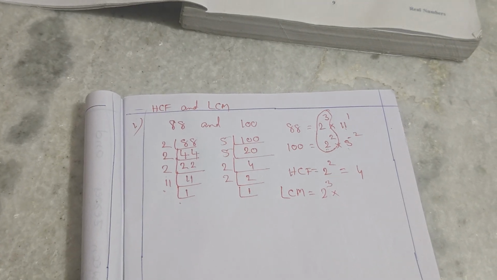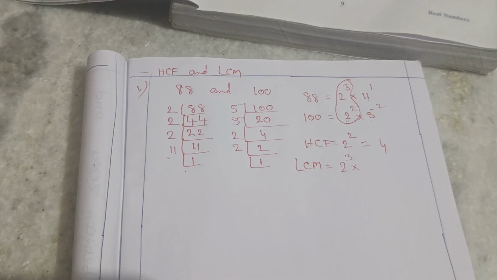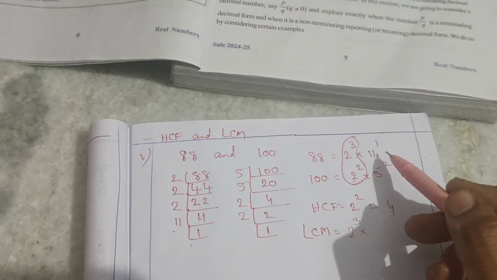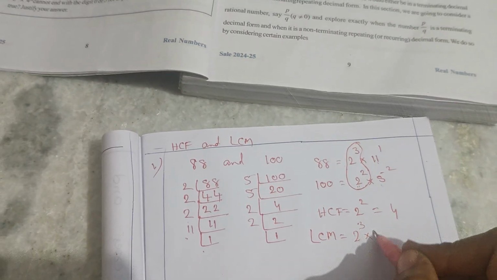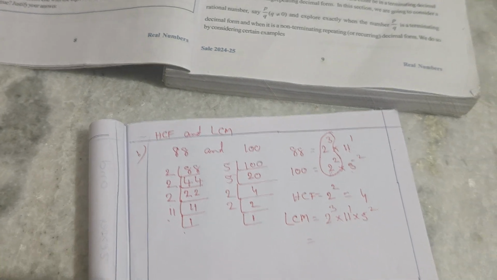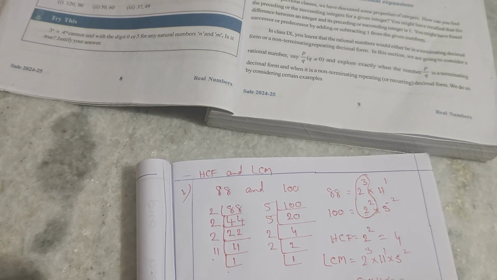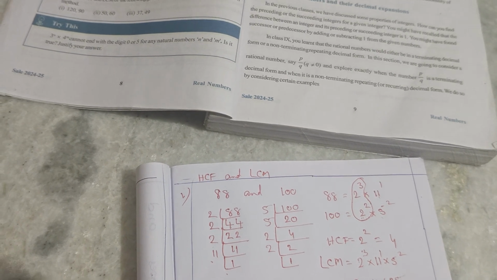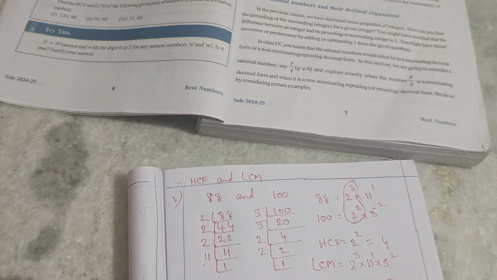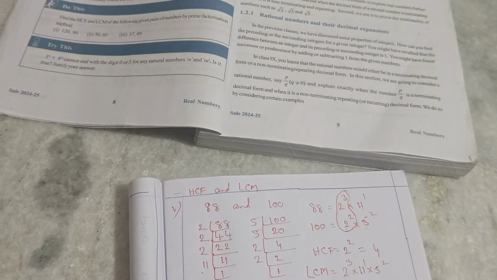Here we don't have the word common, so we can take the extra ones. What is left extra? That also. So what is extra here? 11 power 1 into 5 squared. So 2 cube is 8, into 11 into 25. So I have to multiply it. 8 into 25 is 200, into 11. How much is the answer?